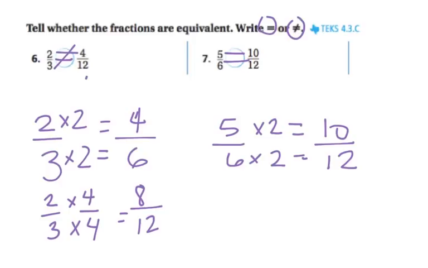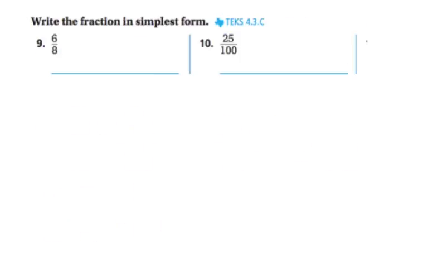Let's move on to the next section. Now this time, we're doing a special kind of equivalent fraction. We're reducing each of these fractions into simplest form. When I reduce to simplest form, I'm taking it down. I am going to use the division operation only. I will not multiply to get simplest form.